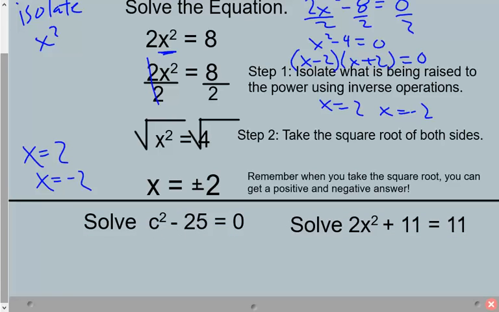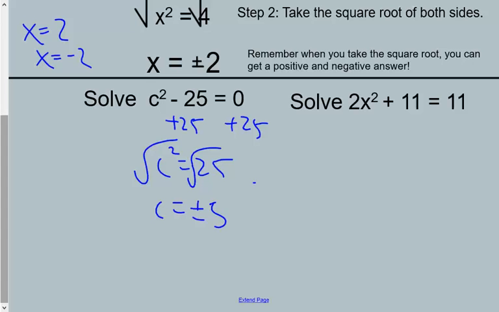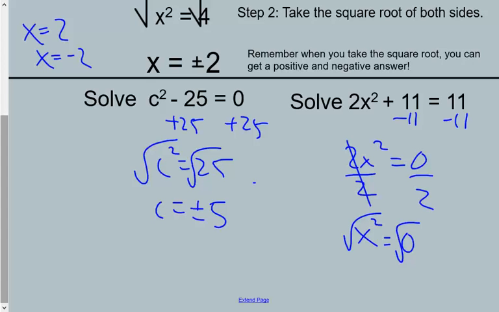I'm going to start by adding 25. And I have c squared equals 25. And then square root, c equals positive and negative 5 is my answers there. Here I'm going to subtract 11, and what I'm doing, as I mentioned earlier, is I'm isolating the x squared. So I'm getting the x squared by itself, just like getting x by itself. Now, square root of 0 is not positive or negative 0, it's just 0.